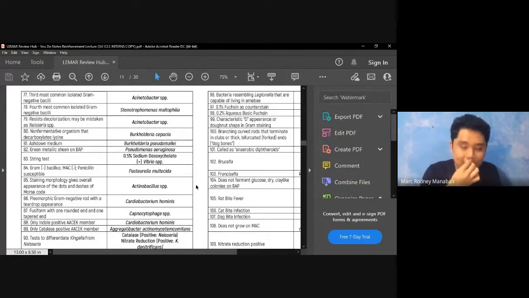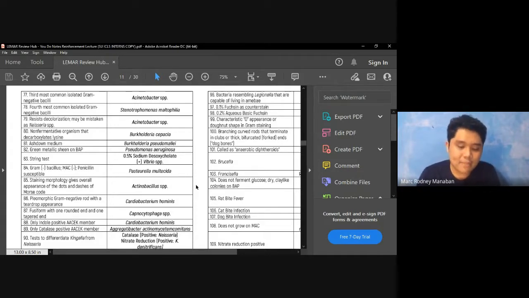Alright. Next, string test. Do not be confused with the string test sa para. But for bacte, again, as mentioned, this is for Vibrio species. So, Vibrio species, siya ang positive compared to your Plesiomonas and Aeromonas. So, ang reagent, 0.5% sodium deoxycholate.